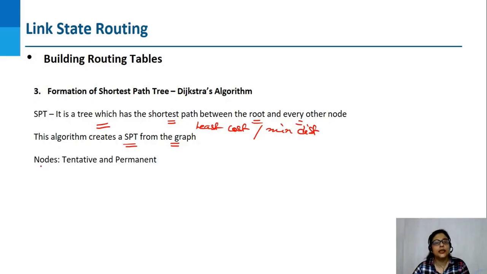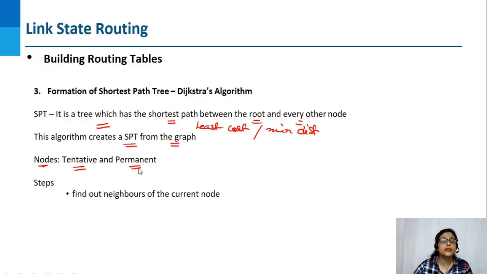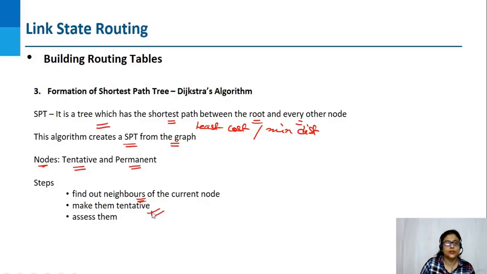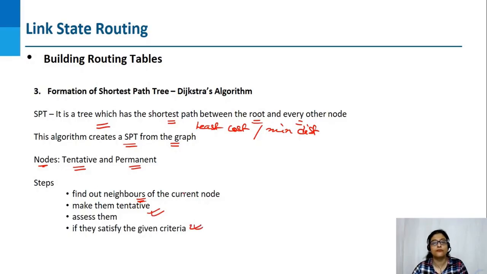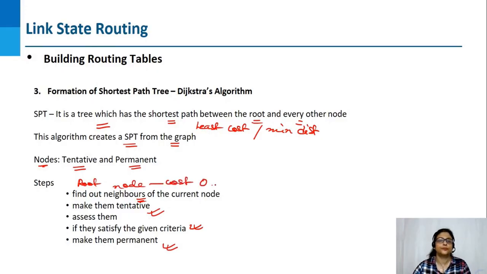The nodes are given new names. One is called tentative nodes and the other is called permanent nodes. And what are the steps? First, you have to find out the neighbors of the current node. Then you have to make them tentative. You keep these neighboring nodes in the tentative list. After that, you have to assess them, and if they satisfy the given criteria of least cost, then they must be sent to the permanent list. But before that, there should be a root node that should be created with cost 0.